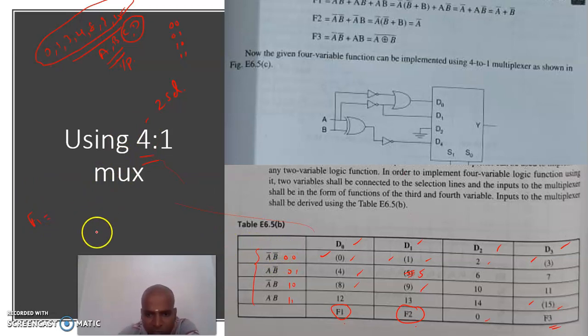F1 is equal to sigma of 1, 2, 3 places, so A bar B bar plus A B bar plus A bar B. From the first and third terms I can take A bar outside, so it is B plus B bar, plus again A B bar. This value is equal to 1. So again, A bar plus A B bar.